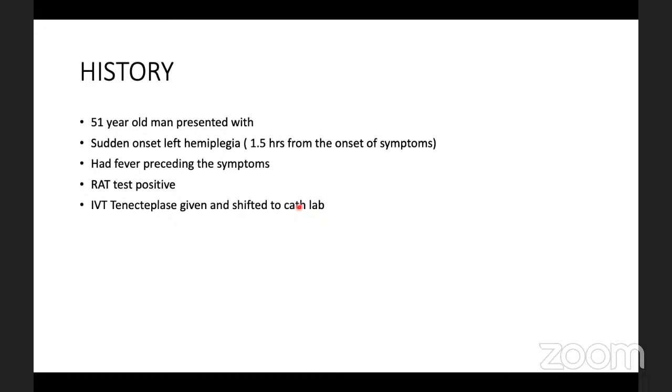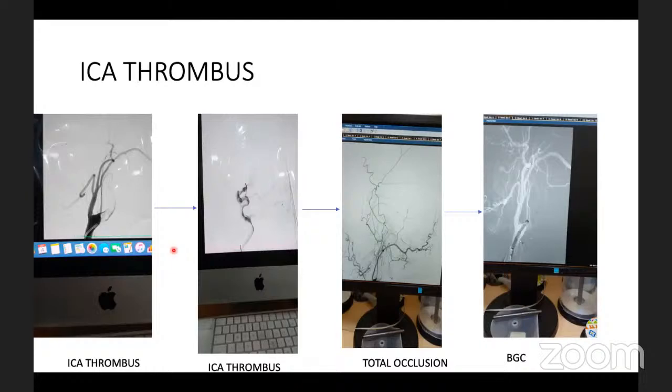So what we see here is an ICA thrombus. When we look at the extent of the thrombus on the diagnostic catheter run, we see the whole ICA is almost filled with thrombus. So the clot burden is very, very high in this case. This is the COVID catastrophe.